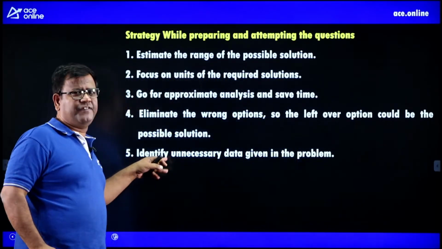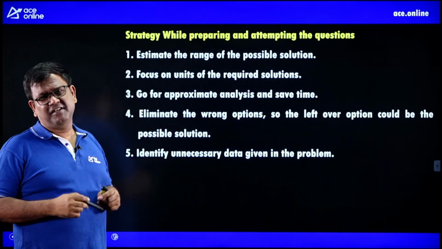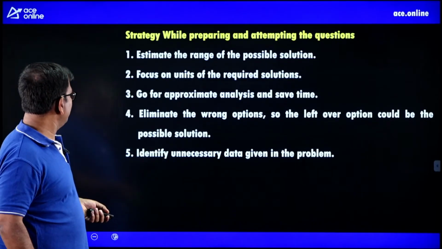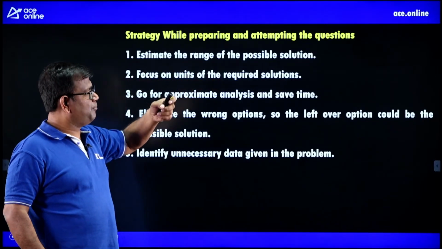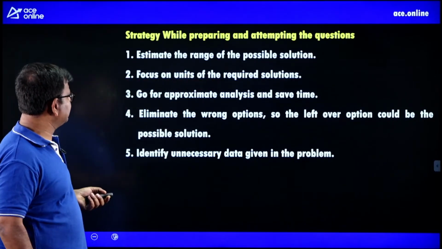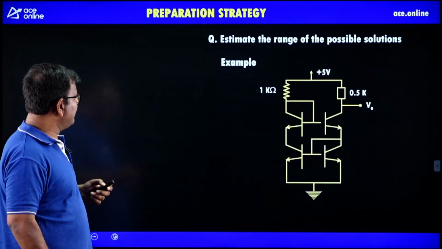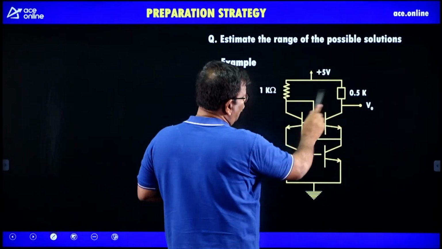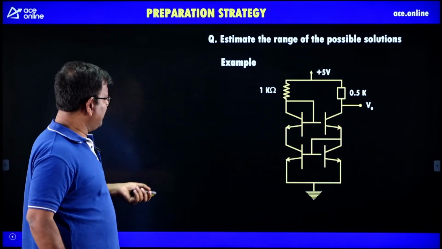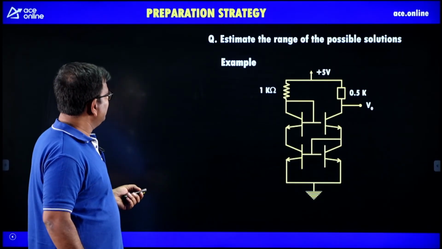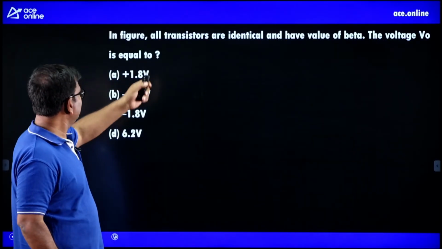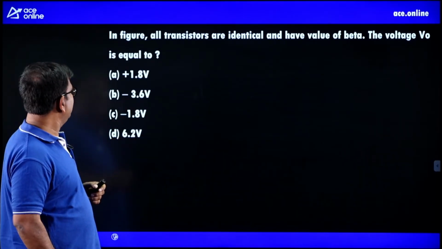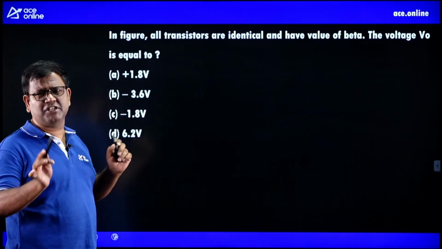And there are times where unnecessary data is given, so you can just discard them, right? So please identify unnecessary data given in the problem. So estimate the range of the possible solution. So let me give you a small example here. Now this is a GATE problem, okay? Now in this problem, you're asked to find the output voltage here, and there's a big 4 transistor circuit. But in figure, all transistors are identical and have high value of beta, the value of V naught equal to. So this is the question.